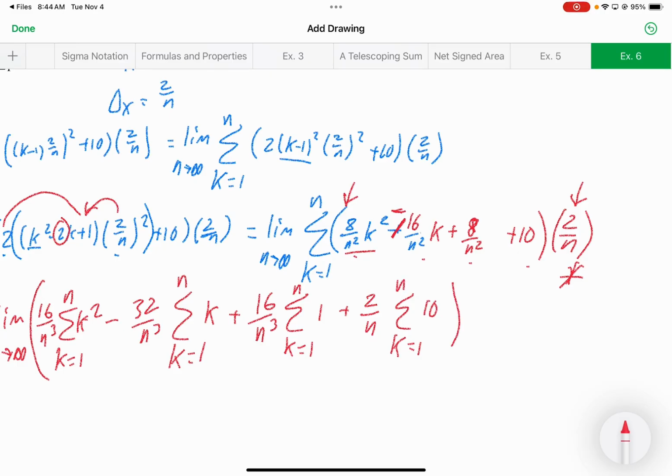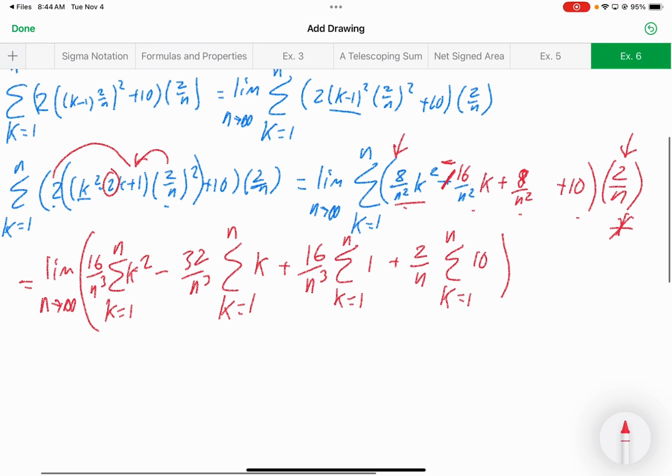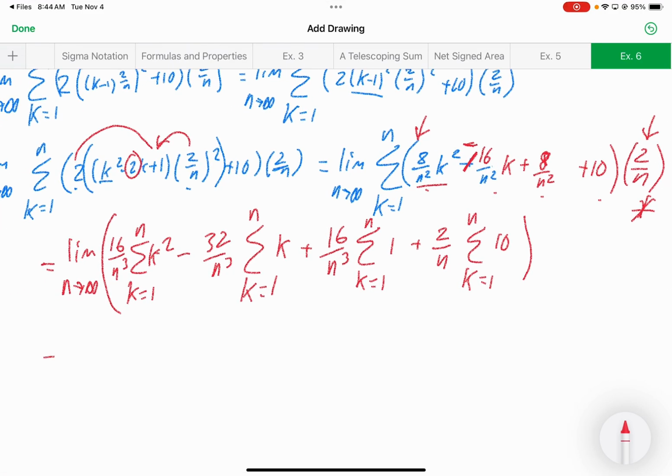Something doesn't feel right with this one. I feel like I may have made a mistake somewhere. I don't think so, though. I don't know. Let's find out.